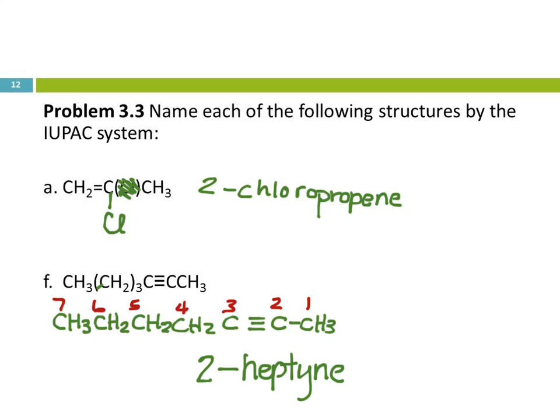Why is it Y? Because of the triple bond. YNE is the suffix for the triple bond. ENE is for the double bond. And ANE means there's only single bonds. So it's like learning a code or a secret language. We're in the organic chemistry club and we have to learn our secret language to be part of the club. I don't know. Maybe that makes it more fun.